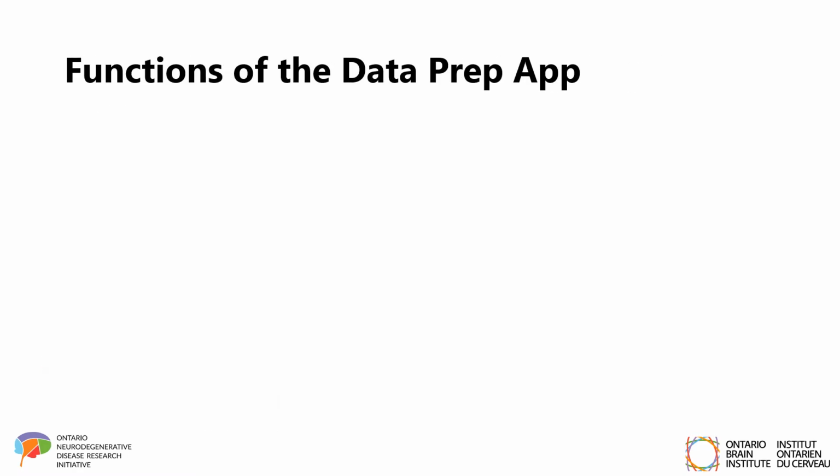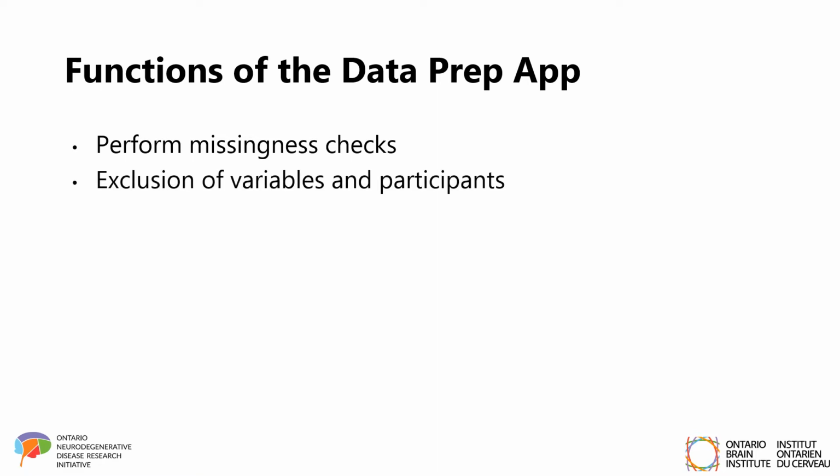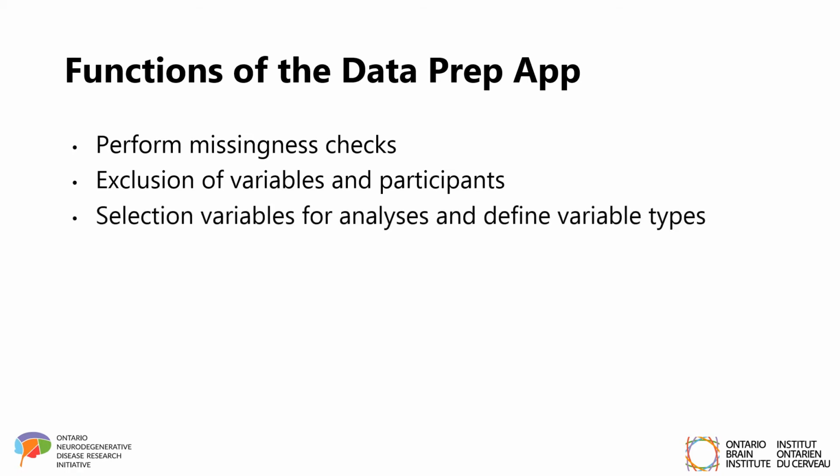Functions of the Data Prep app. The app performs missingness checks to determine the number of missing values per participant and per variable. Participants and variables are excluded if the percentage of missing values is high. Some analyses may not require all variables present in the dataset. For example, the date of data collection may not be important to the analysis, so the app would allow for manually selecting out the date variable.